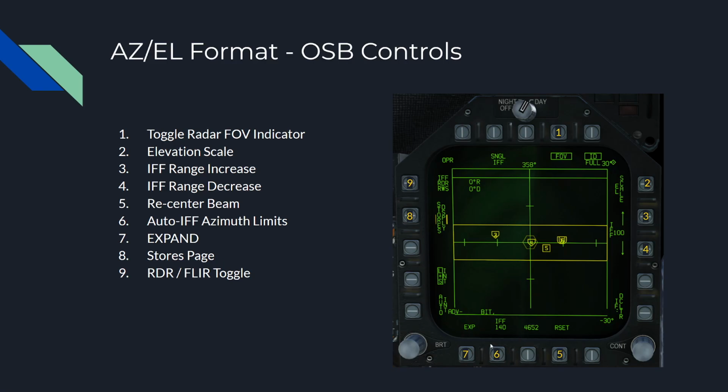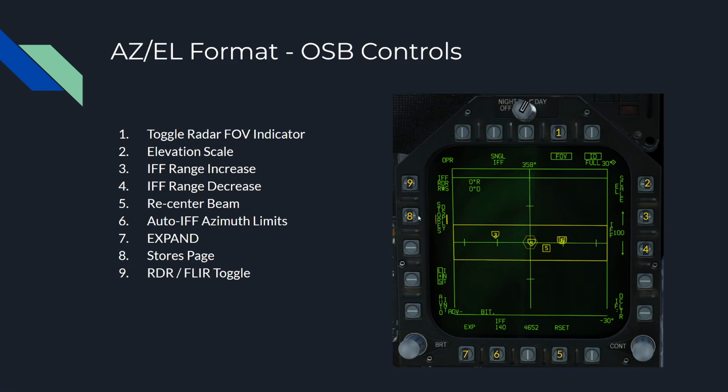6 is your auto IFF azimuth limit. So right now it's set to, if auto IFF was boxed, it would interrogate everything in 140 degrees azimuth. So the entire front of the aircraft that it can possibly scan. 7 is your expand function. Again, very similar to the attack radar page. It'll expand onto whatever launch and steer you've got.